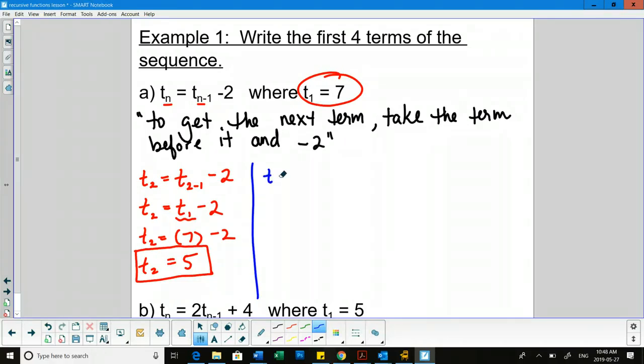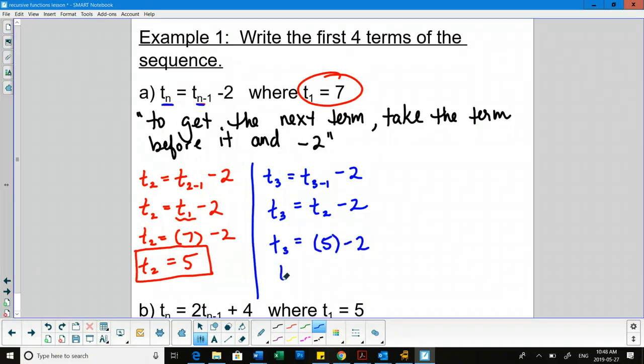Okay? So just to give you an idea, I think we could probably continue this pattern ourselves, but just to give you an idea of how the formula works, now if I'm trying to find term 3, I'm going to replace these n's with 3. And then 3 minus 1 simplifies to term 2. So I'm going to use this term 2 that I just found in my first calculation, and I'm going to plug that into my formula. So replacing term 2 with its value, I get term 3 equal to 3.